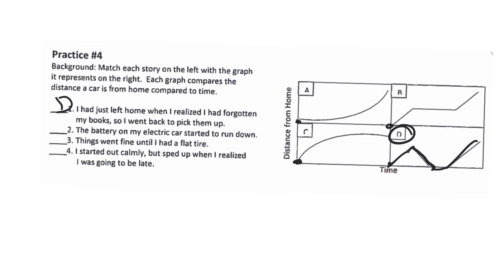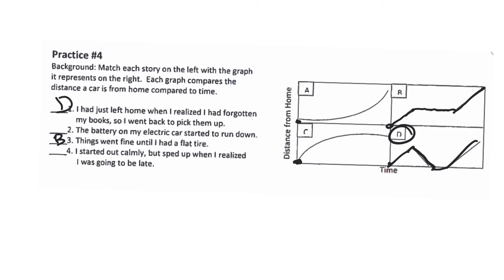Let's come back to that one. I'm not sure, actually. Things went fine until I had a flat tire. So think about that. If you have a flat tire, you were driving just fine, and then a flat tire means you're not moving. Your car's on, you're having to fix the flat tire, and then you fix your flat tire and you can drive again. So that would be B.